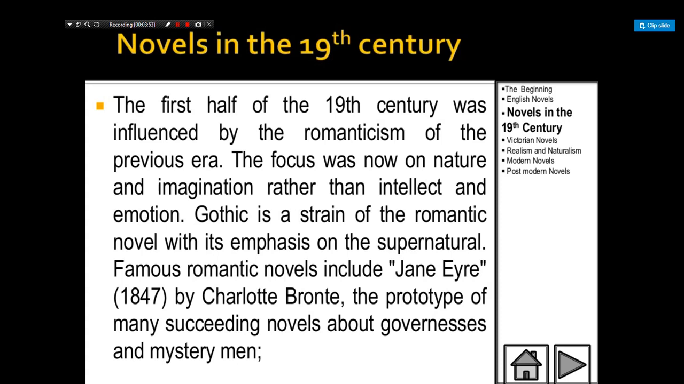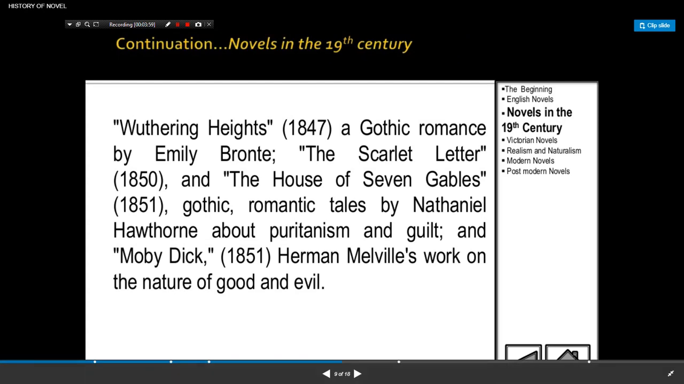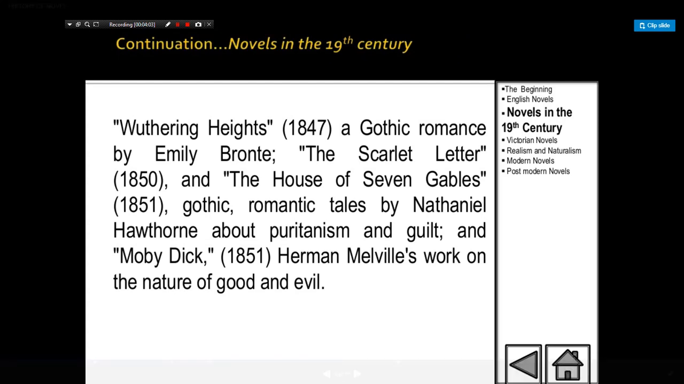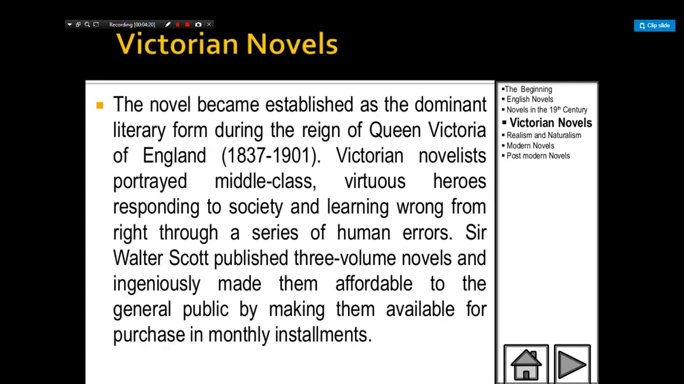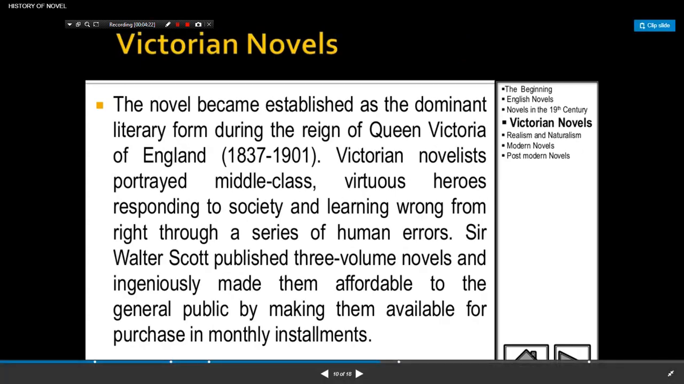the prototype of many succeeding novels about a governess and a mysterious man, and Wuthering Heights, 1847, a Gothic romance by Emily Bronte, The Scarlet Letter, 1850, and The House of the Seven Gables, 1851, Gothic romance tales by Nathaniel Hawthorne. So this is all about the history of the novel.